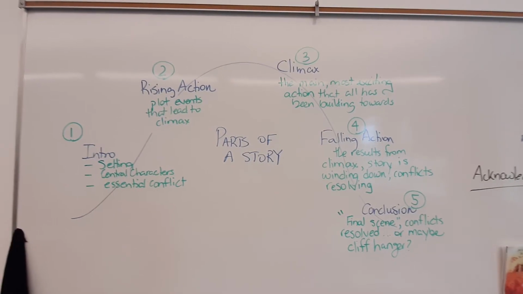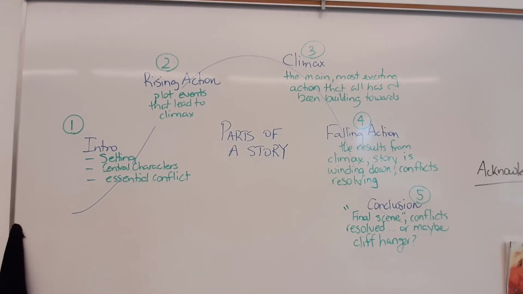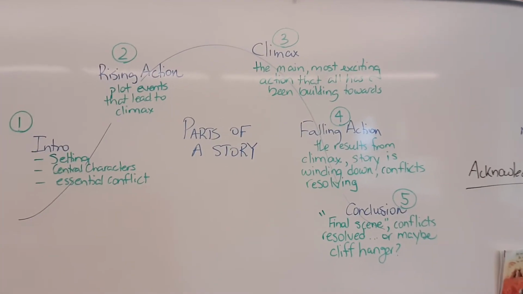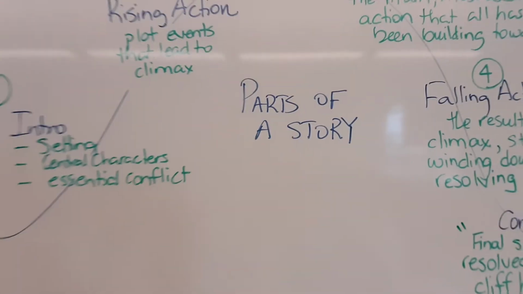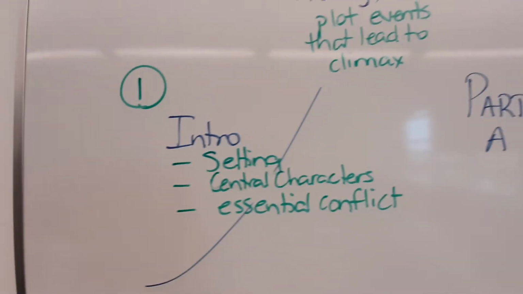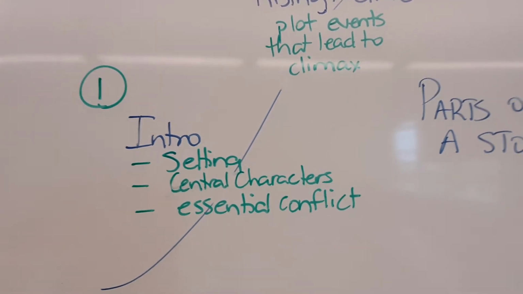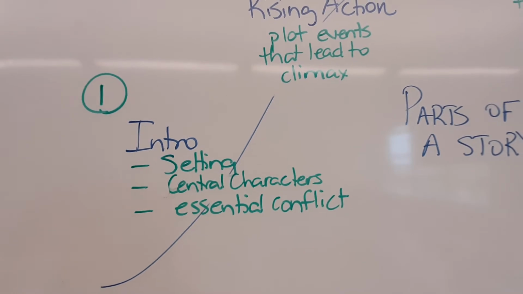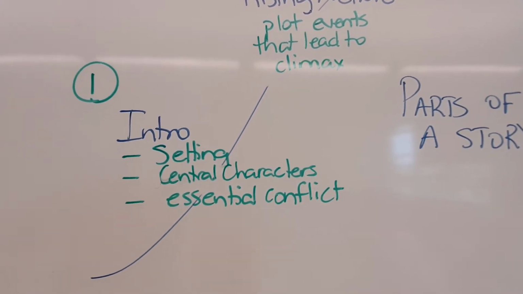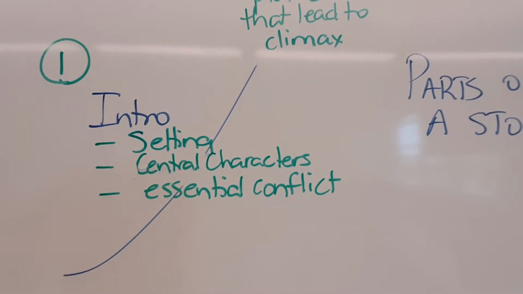Okay, so here's just a little hand-drawn graphic that I put on our whiteboard, going through the parts of a story. There's 5 parts to a story. The first part is the introduction, in which the setting is introduced or described. It's probably the most central part of an introduction. You know, where, when, what's the mood like, things like that.